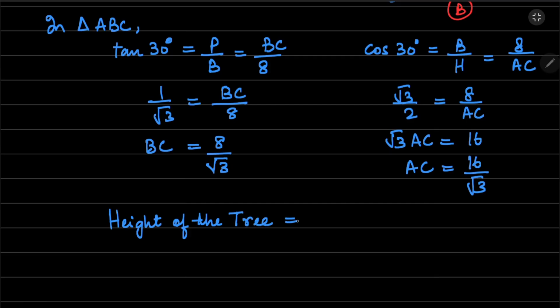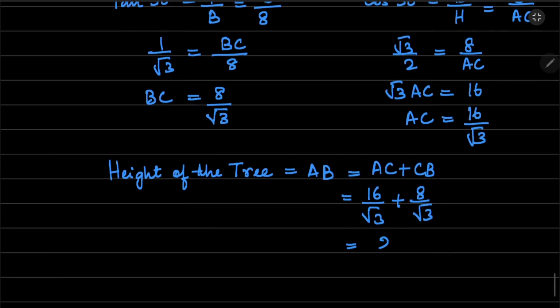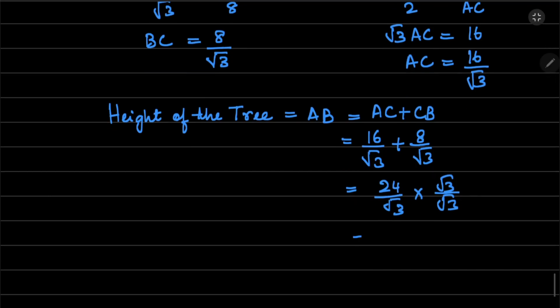Total height of the tree is equal to AB, which is equal to AC plus CB. What is AC? 16 by root 3, plus BC is nothing but 8 by root 3. What is 16 plus 8? It is 24 by root 3. You can multiply numerator and denominator by root 3, which will give you 24 root 3 by 3. So 3 8s are 24. So what is the answer? 8 root 3. What is the unit? Meters. This is your final answer.